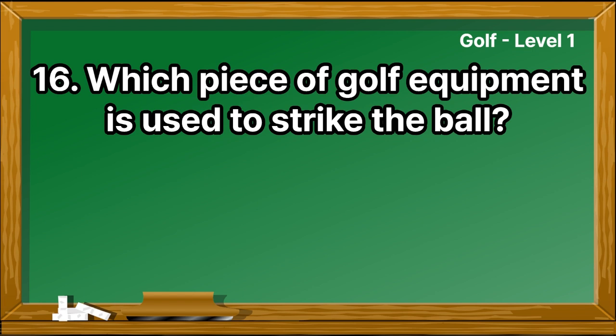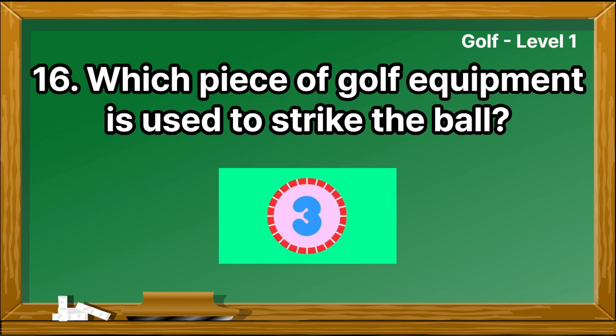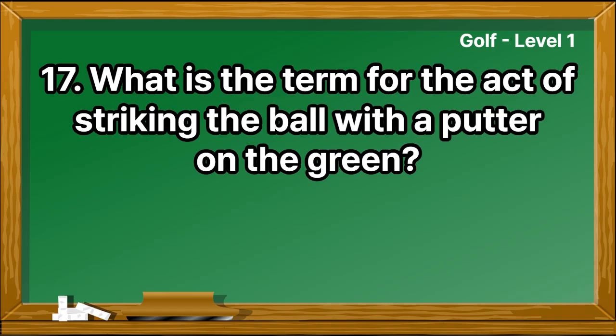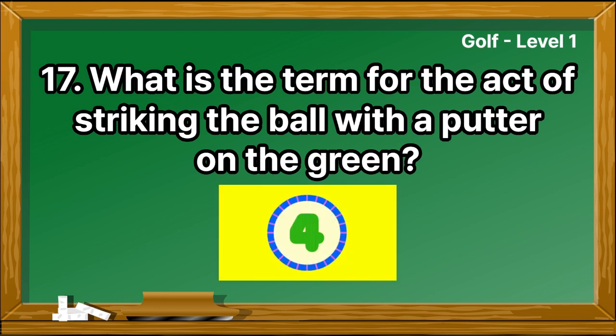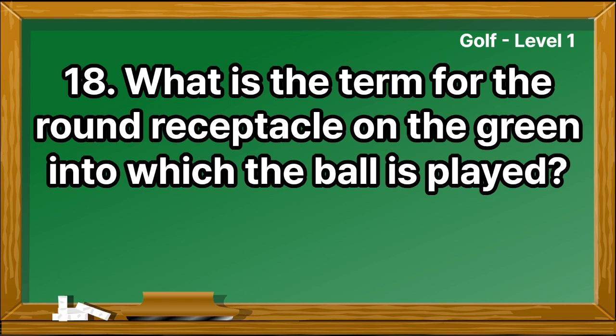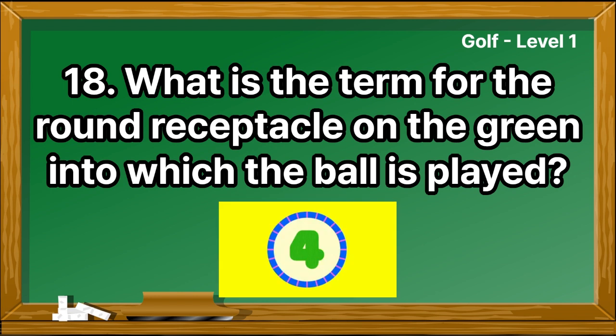Which piece of golf equipment is used to strike the ball? Club. What is the term for the act of striking the ball with a putter on the green? Putting. What is the term for the round receptacle on the green into which the ball is played? Hole.